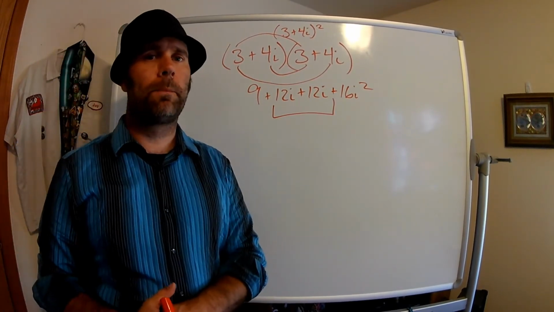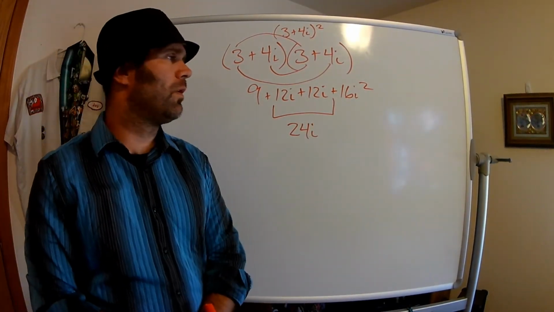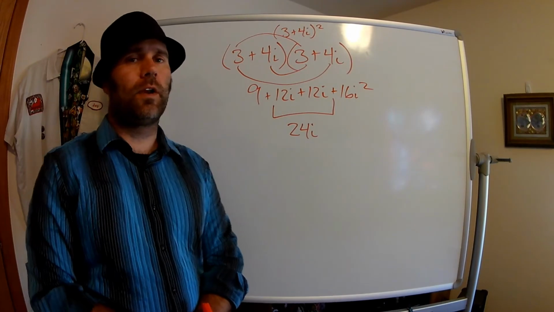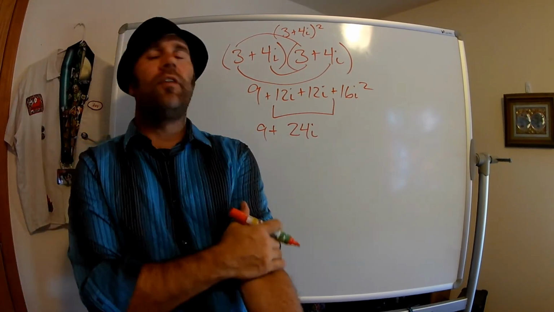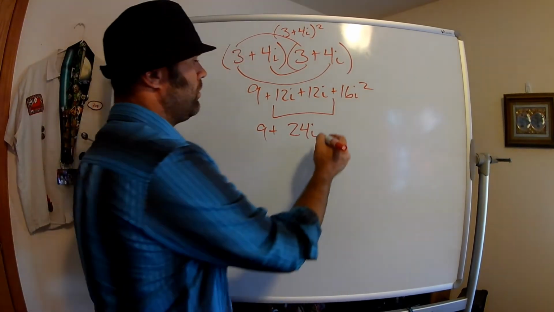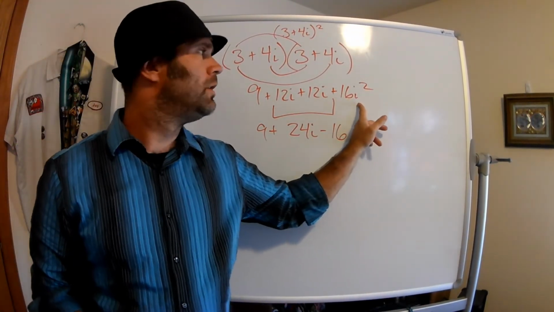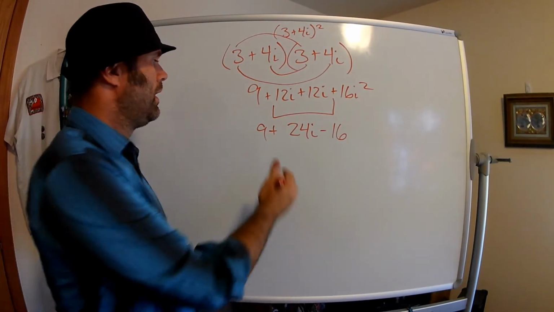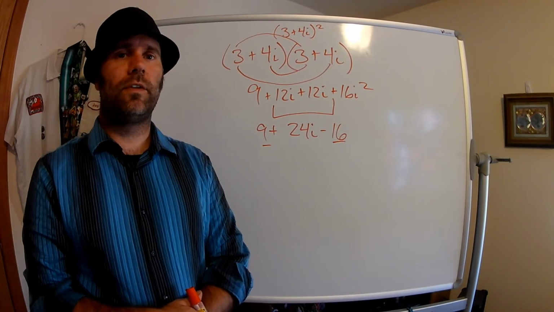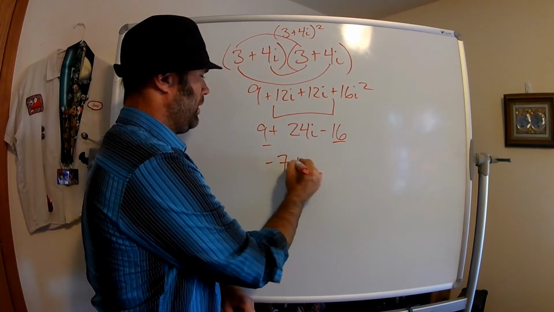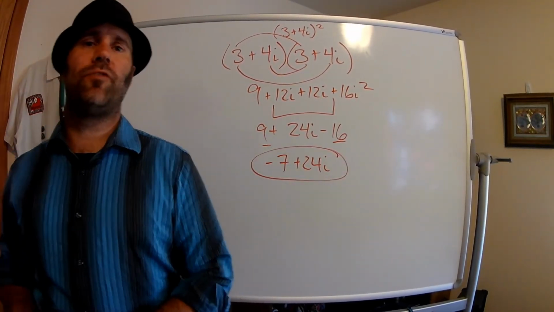12i plus 12i, 24i. Uh-oh. I don't think there's any way to get rid of that. So I think we're stuck with an imaginary number here. 16i squared. Well, we should have that down now. It's just negative 16. Right? I squared becomes negative 1. Negative 1 times 16 is negative 16. Add that to the 9. So combine those like terms, and we're going to get negative 7. So negative 7 plus 24i. That is definitely an imaginary number.